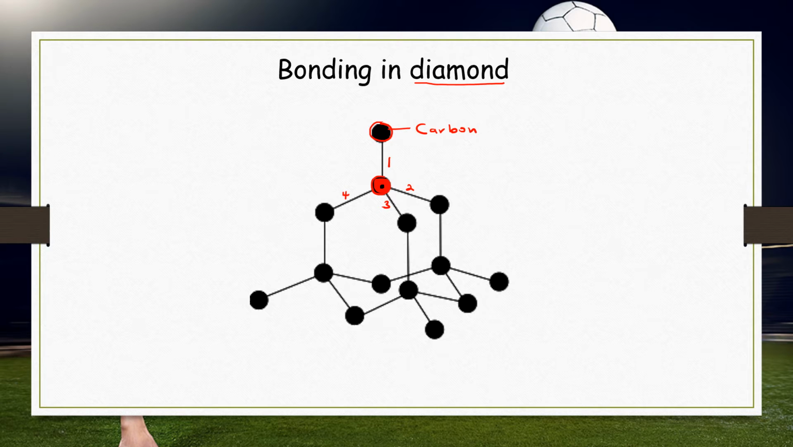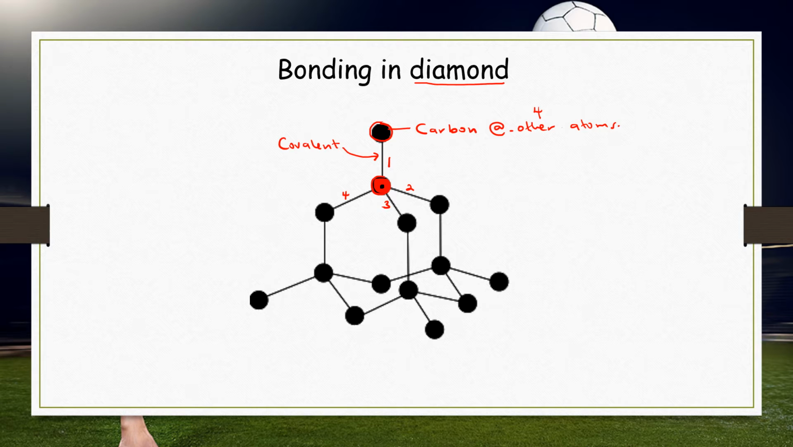Remember, carbon has 4 electrons in the outermost energy level, and if it bonds to 4 others, it means all its 4 electrons have been used, because the bonds between these carbon atoms are covalent bonds. So each carbon atom is bonded to 4 other carbon atoms in diamond. So diamond is basically made up of carbon atoms that are covalently bonded to one another.